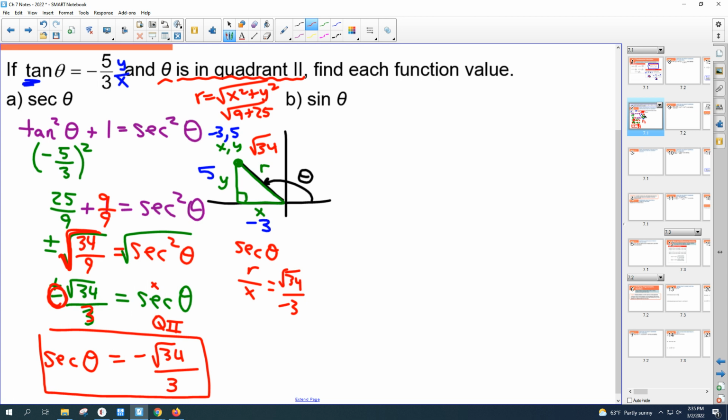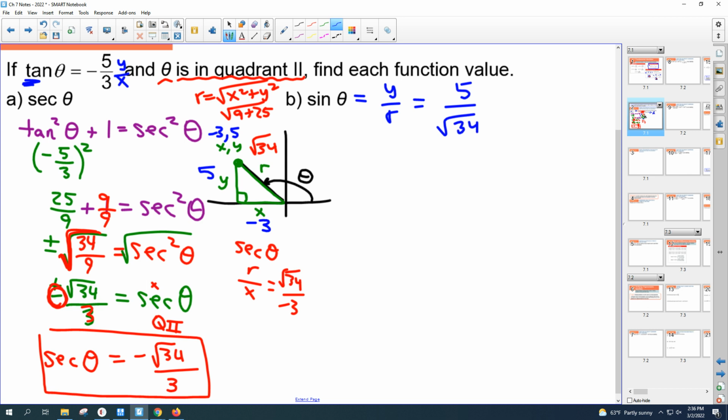I've already done all the work for part B now. Sine theta, if you do part B, we just have to know that sine goes with y. It's y over r, right? We can use that same picture and say the y number is what? 5, and the r number is radical 34. Very good.